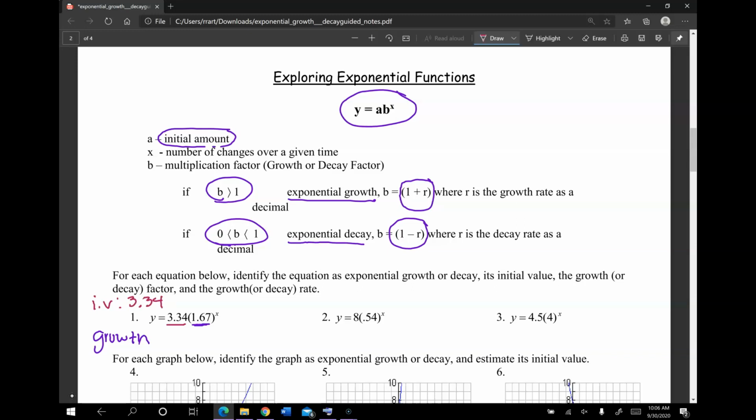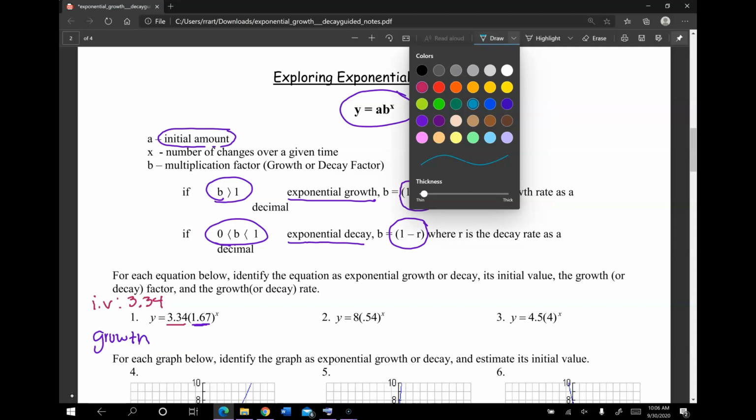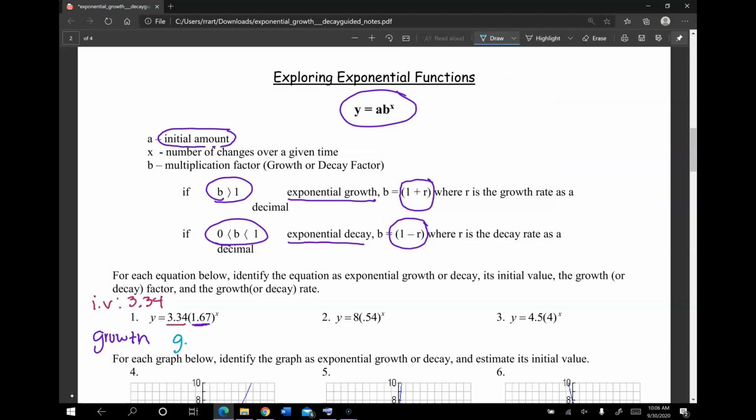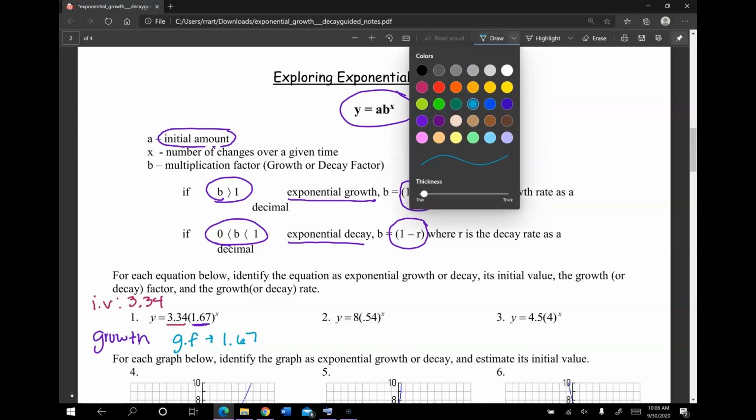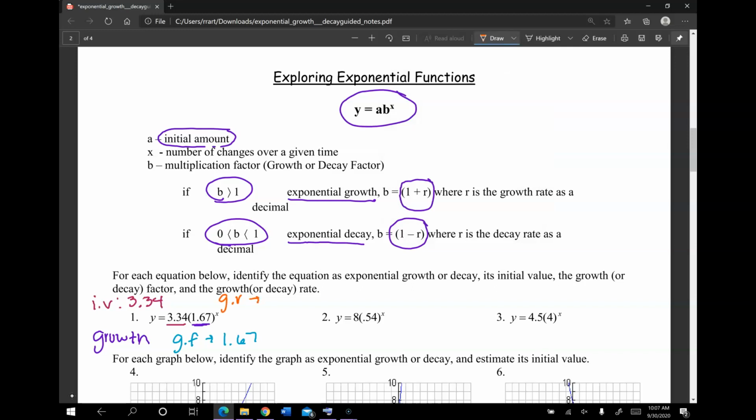Okay. Next, it wants you to find the growth or decay factor. Your growth or decay factor is what tells you if it's growth. So this is going to be a growth factor, and it's going to be 1.67. Now, to find the growth rate, I'm going to tell you the cheat way, okay? I'm not even going to make it difficult. You subtract 1 and just make sure it's positive. So to find the growth rate, we're going to take the growth factor, we're going to subtract 1, so my growth rate is 67%. Okay? All right, same thing here.